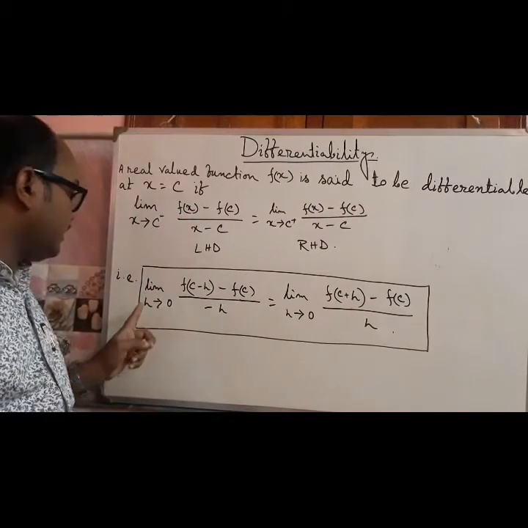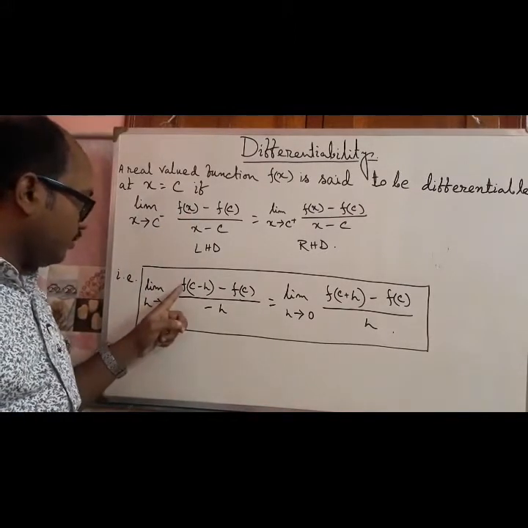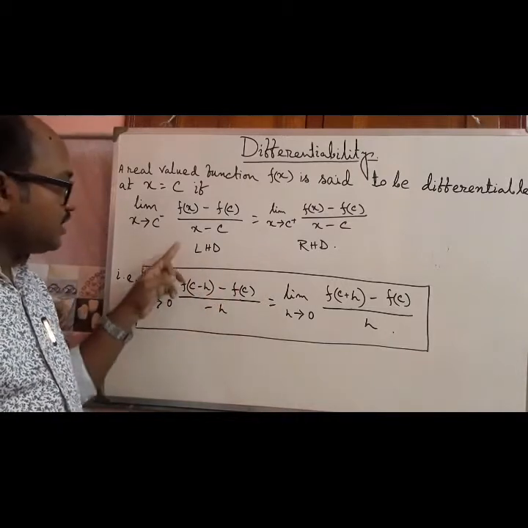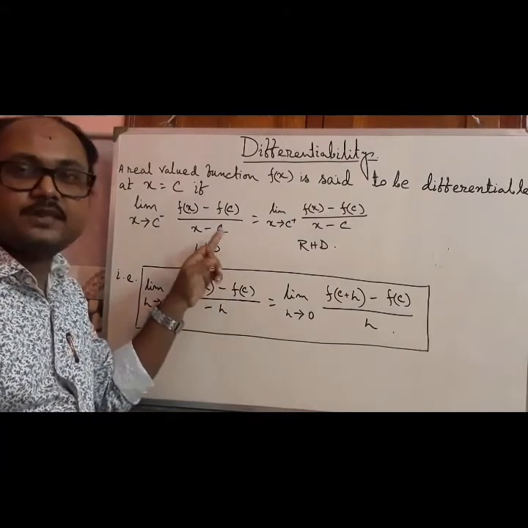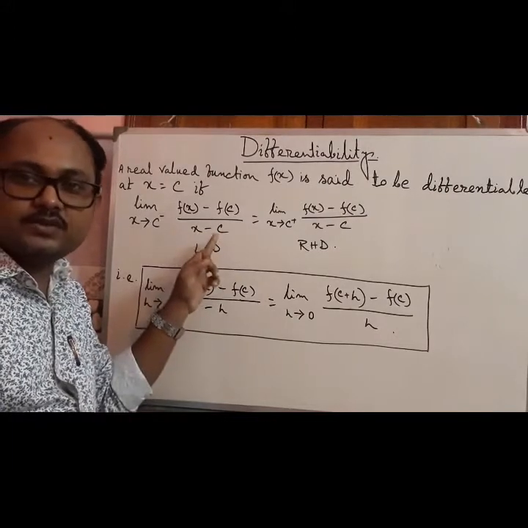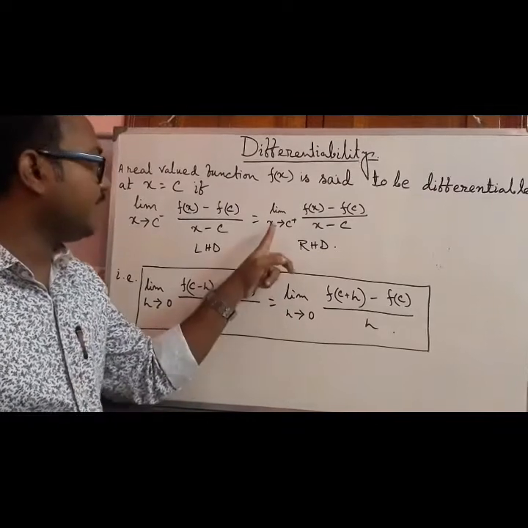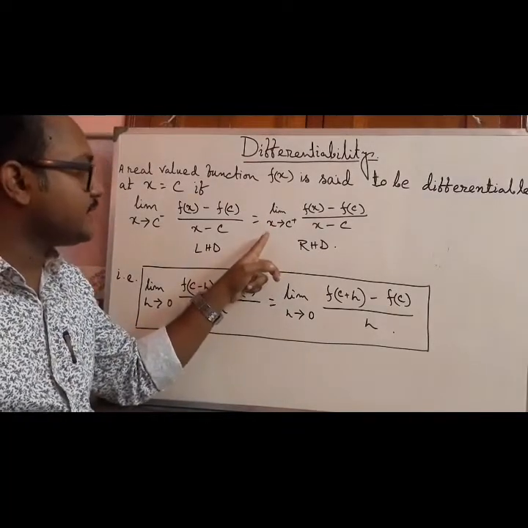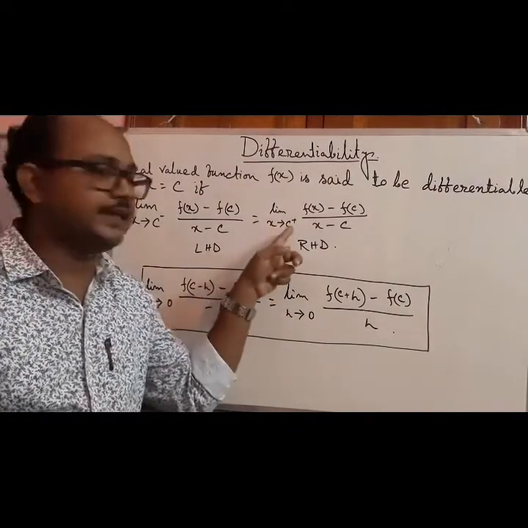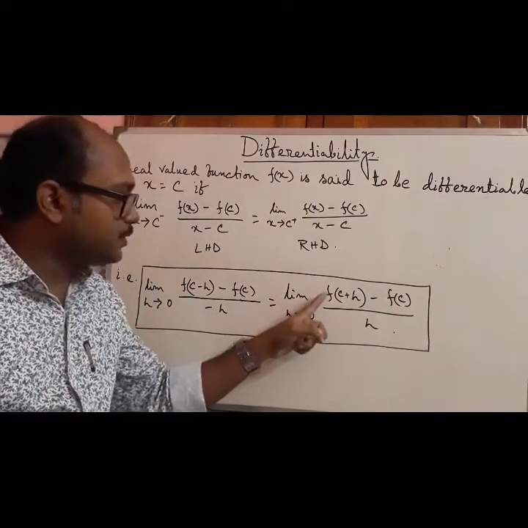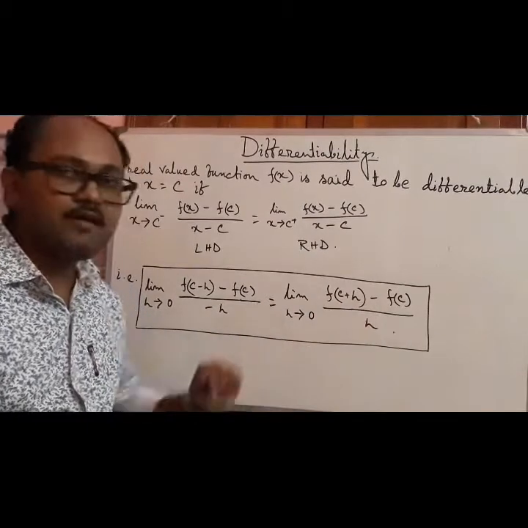What we will get? Limit h tends to 0, f of c minus h minus f of c by c minus h minus c; the plus c and minus c will be eliminated, we will get minus h. And similarly here if we replace x by c plus h, then we will get limit h tends to 0, f of c plus h minus f of c by h.